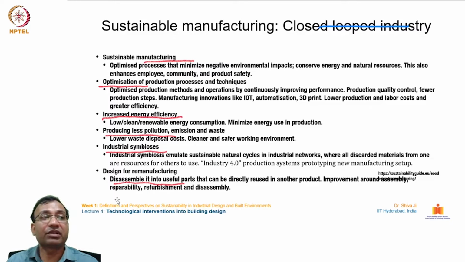The first one talks about sustainable manufacturing: optimized processes that minimize negative environmental impacts and conserve energy and natural resources. This also enhances employee, community, and product safety. So we see majorly the economic and environmental aspects of sustainability involved here. Sustainable manufacturing has the potential to minimize the negative environmental impact, because this is one of the major contributors of negative impact on the overall ecology of this planet.